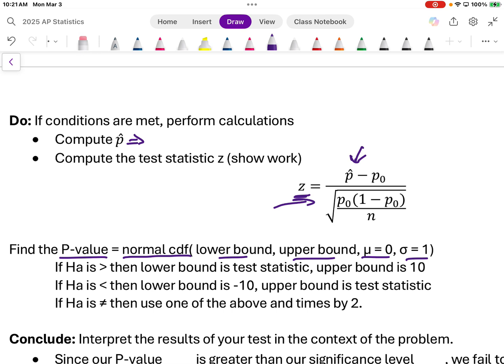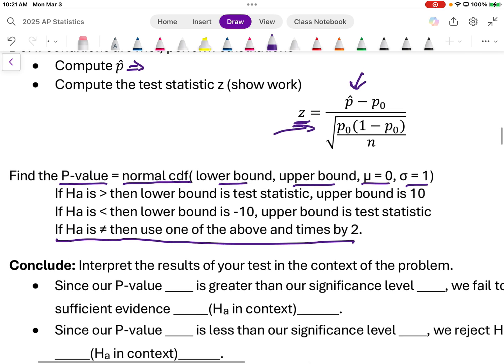I put a couple of statements here. If the alternative hypothesis is greater than the lower bound in a test statistic, then our upper bound is 10. If our alternative hypothesis is less than the lower bound, then the lower bound is negative 10. So if we're using a greater than statement, then we can have our upper bound be 10 and so forth. And keep in mind when we're doing a not equal to, we have to make sure we multiply by 2 for the normal CDF.